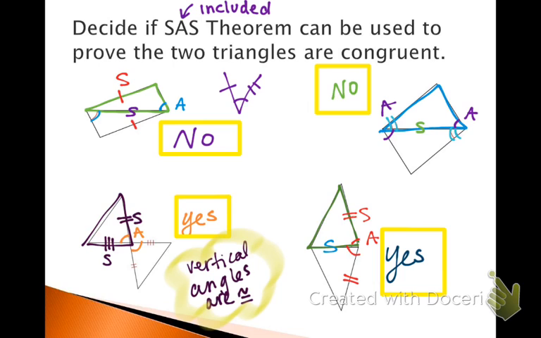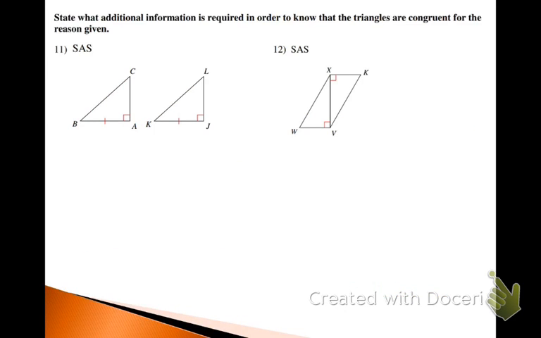Next, here we go. State what additional information is required to know that the triangles are congruent for the reason given. So we're trying to prove side angle side. We need to look at our picture and see what we're missing. Do we have a side marked congruent? Yeah, a side congruent to a side. Do we have an angle congruent to an angle? Yeah. What does this little box mean? 90 degrees. So is 90 congruent to 90? Yeah, so we have side and angle. What are we missing? Another side.